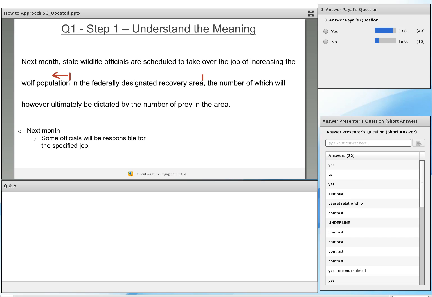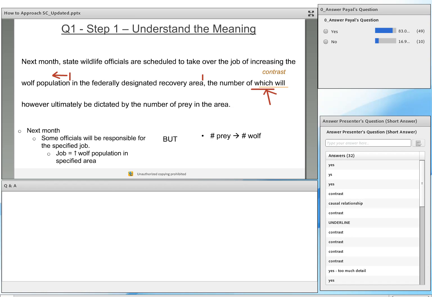The number of which will, however, ultimately be dictated by the number of prey in the area. Okay, the number of which, all right. Now this is something which I have to now understand. The number of which will, however, so there is however, which means that there is a contrast here, right? So the number of which will, however, ultimately be dictated by the number of prey in the area. So something will be governed by the number of prey in the area. Now what is that something? What does which refer to here?